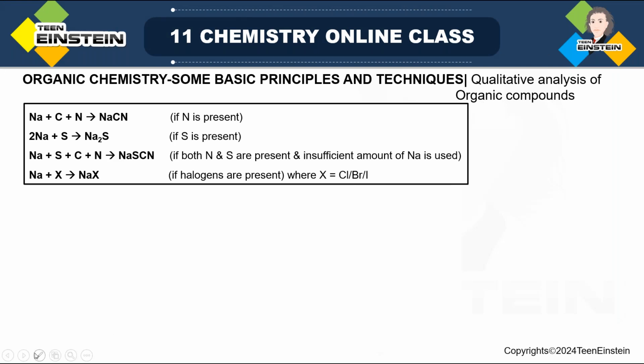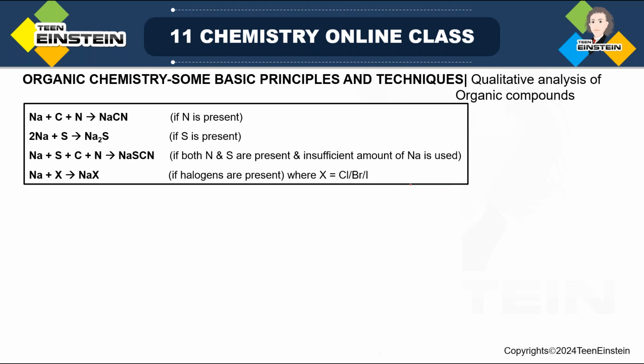Everyone, so we'll start with qualitative analysis, which we have already started in the last class. Qualitative analysis of organic compounds. Now, some primary ideas we have seen, and among these, I'm trying to say the Lassaigne test, which we do for qualitative detection of nitrogen, sulfur, and halogen, mainly these three elements.